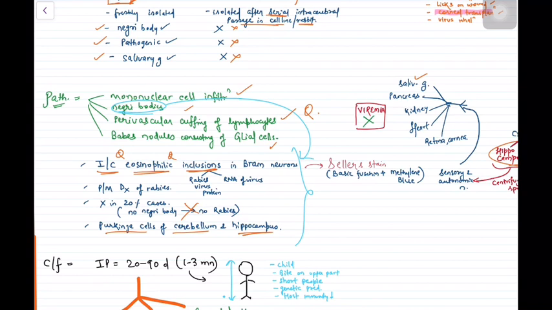To visualize the Negri bodies, we are using something called Seller's stain. So this is basic fuchsin plus methylene blue.